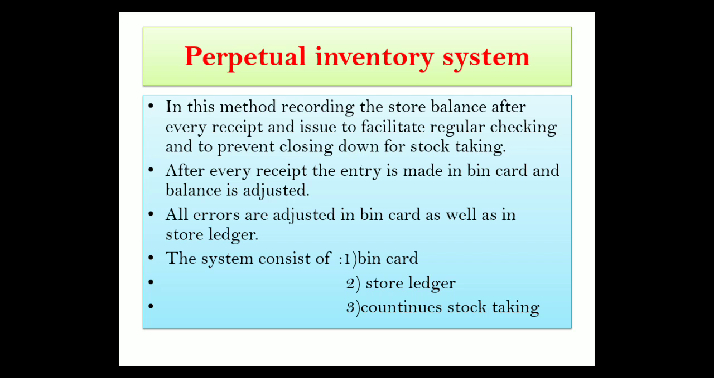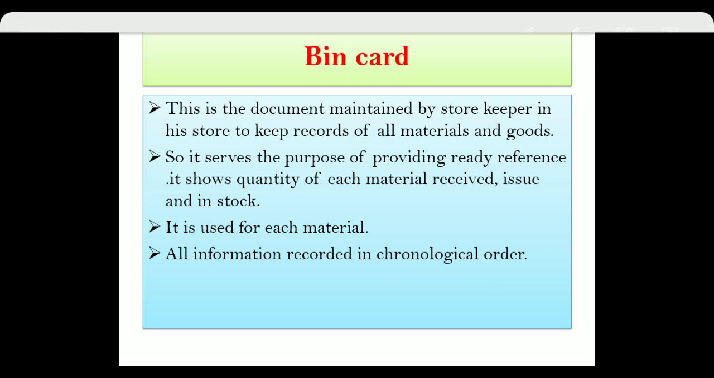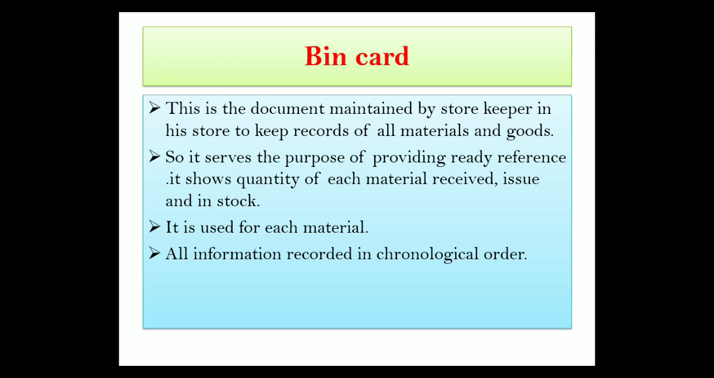Now what is meant by bin card, and what is meant by store ledger? In the next slide we are going to see what is meant by bin card and store ledger. The perpetual inventory system consists of three parts, that is bin card, store ledger and continuous stock taking. First, we are seeing what is meant by bin card.